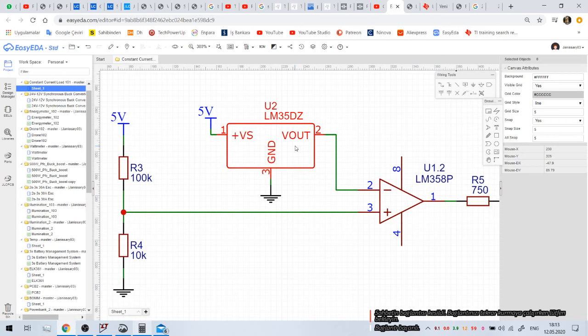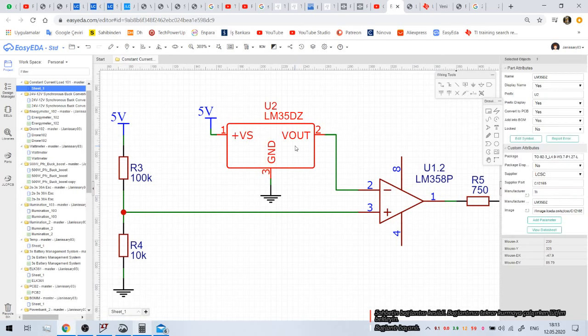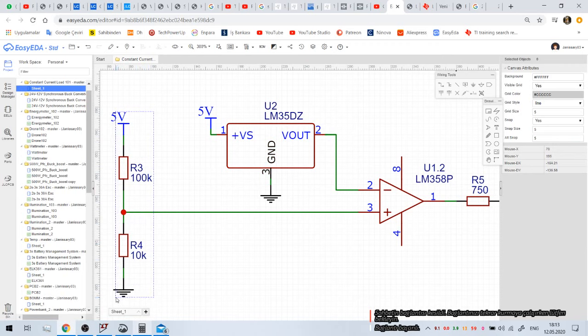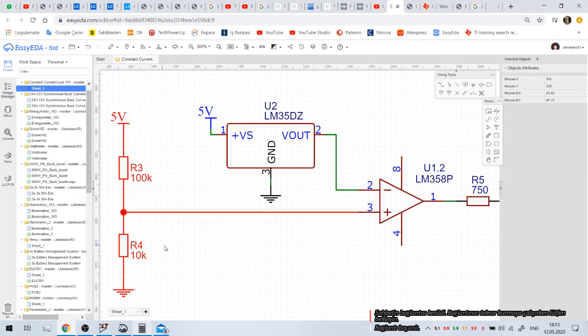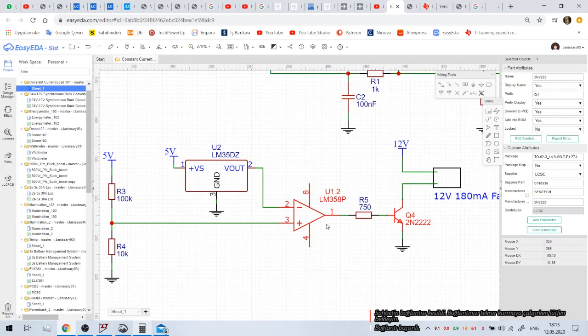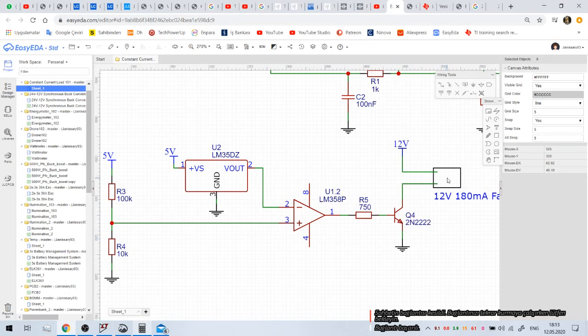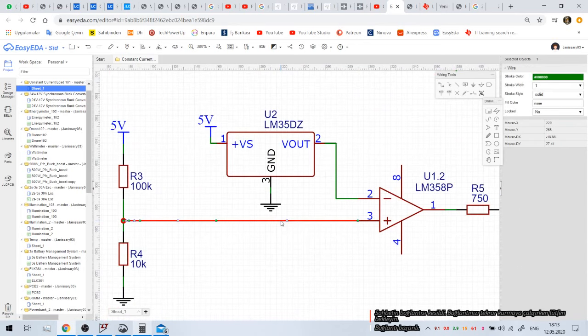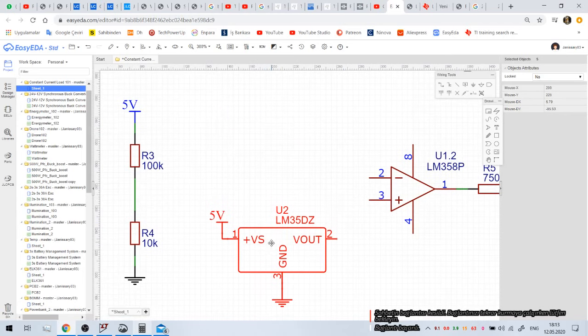Yes, if this LM35 voltage, this temperature, is greater than this 450 millivolts, this op-amp needs to be open and also working, and this transistor working, and the fan will be blowing. So this terminal is wrong, I can say.